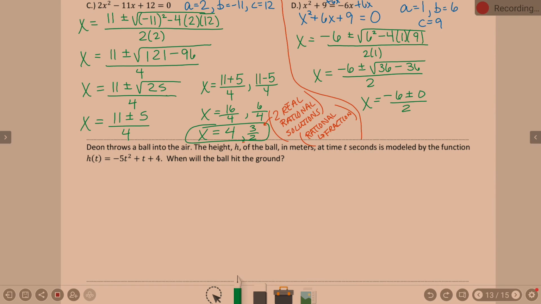What happens here? Both the solutions are negative 3. Okay. Both my solutions are negative 3. In other words, negative 6 plus 0 is negative 6 divided by 2, so negative 3. Negative 6 minus 0 is also negative 6 divided by 2. So we really just end up with negative 6 divided by 2, which is negative 3.